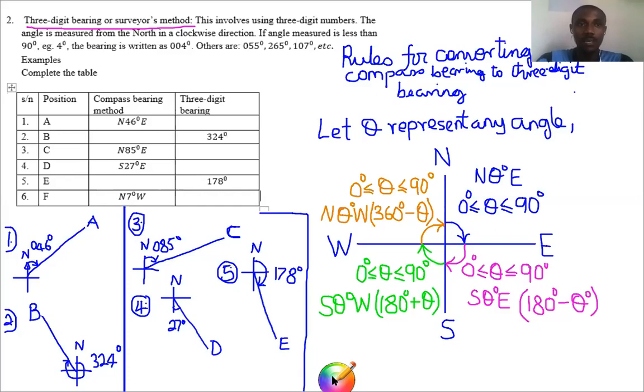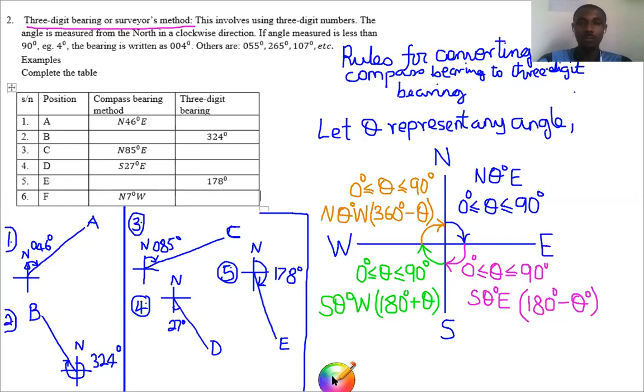So this week, like I said earlier, we're looking at the second method of representing bearing. It's called the three-digit bearing or the Sauvigne's method. This involves using three-digit numbers. The angle is measured from the north in a clockwise direction. If the angle measured is less than 90 degrees, for example, 4 degrees, the bearing is written as 004 degrees. These are other examples of three-digit bearing: 055 degrees, 265 degrees, 107 degrees, etc.